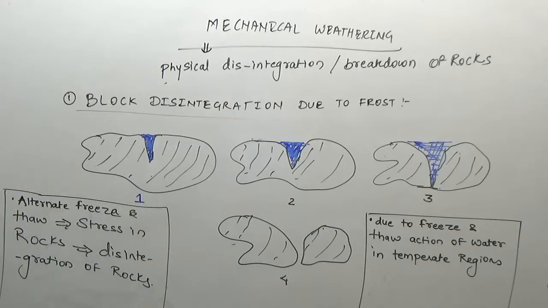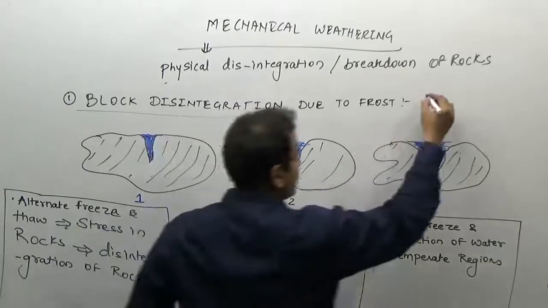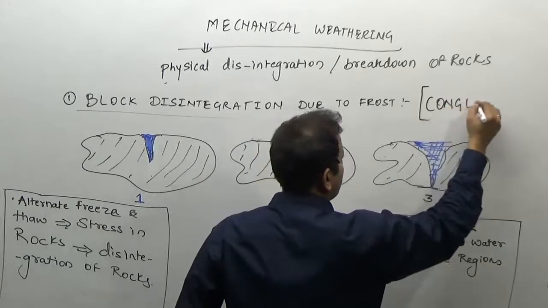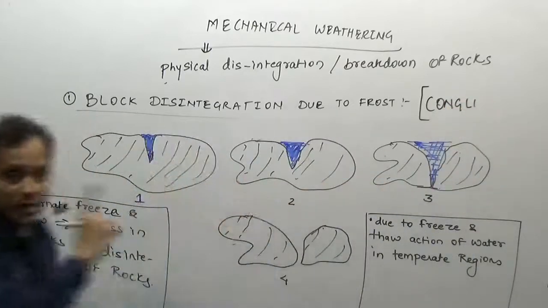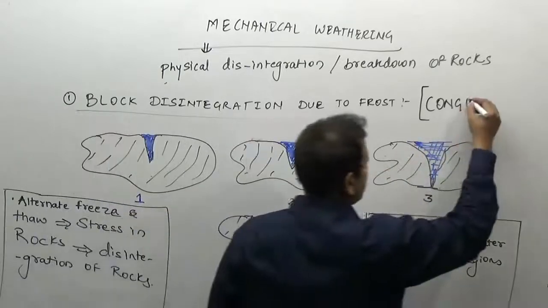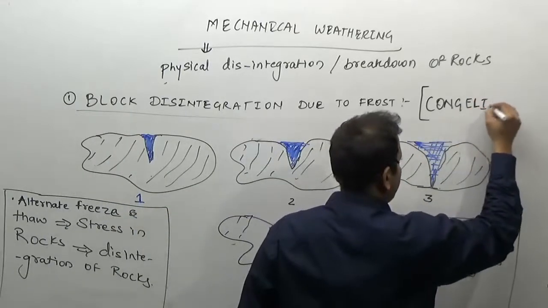So this is an example of such kind of block disintegration due to the frost action. It is also known as, see this spelling, Conley fraction. It is also known as Conley fraction.